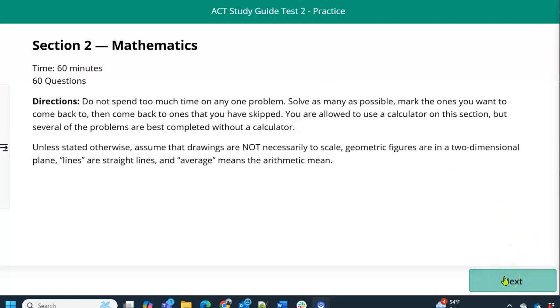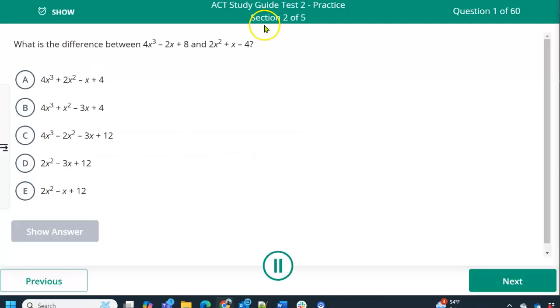All right, let's start. What is the difference between the first polynomial and the second polynomial? So we have 4x cubed, and we're going to subtract this. Now there's no x cubed term in the second polynomial, so the answer is going to have this 4x cubed. So that means we can eliminate D, we can eliminate E. We have a 2x squared term in the second polynomial. We have no x squared term in the first polynomial. So if we subtract them, we're going to have a negative 2x squared in the answer. And the only answer that has that is C.